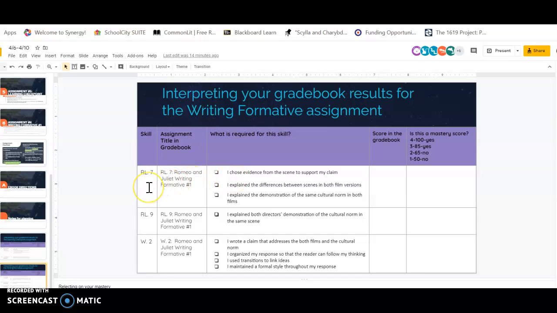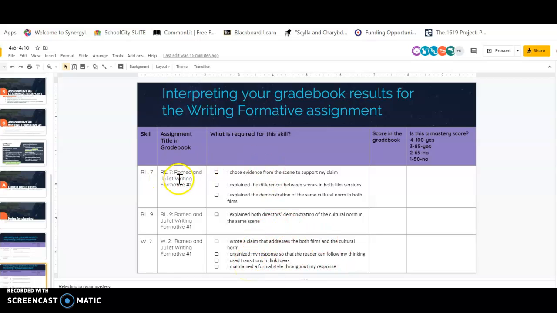So what I would like you to do is go into the gradebook and find these 3 different assignments. These are the 3 different rubric categories for the writing formative. First you have RL7, then you have RL9, and then you have W2. So go in, find your grades, and fill them into this column here. If it's a mastery score, great, you're done. If it's not a mastery score, then you should go back to your work, reread it, and then determine whether or not it meets the criteria and what's still missing.